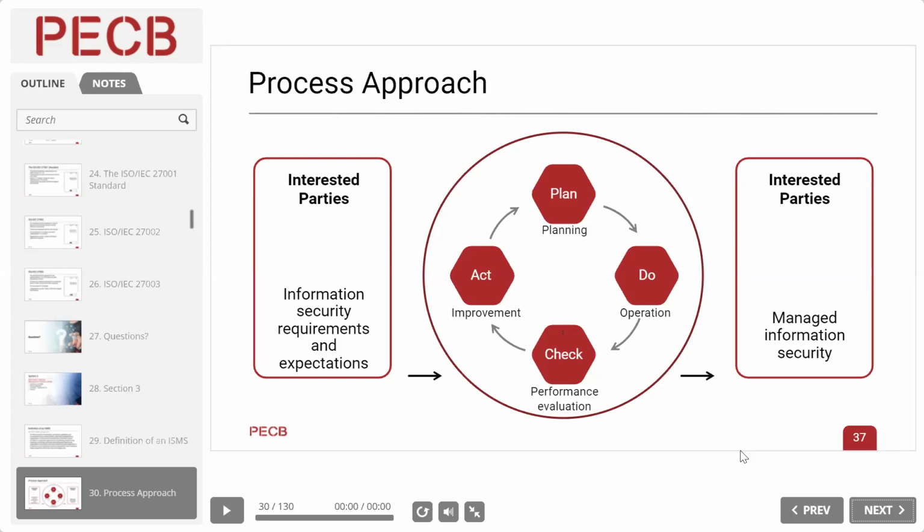So the planning is your initial scoping, your risk assessment, your defining of your policies, your procedures and your standards, the designing of your processes, all the definitions of the roles and responsibilities, all that are within the planning stage. So once you've designed all that, then we implement them.